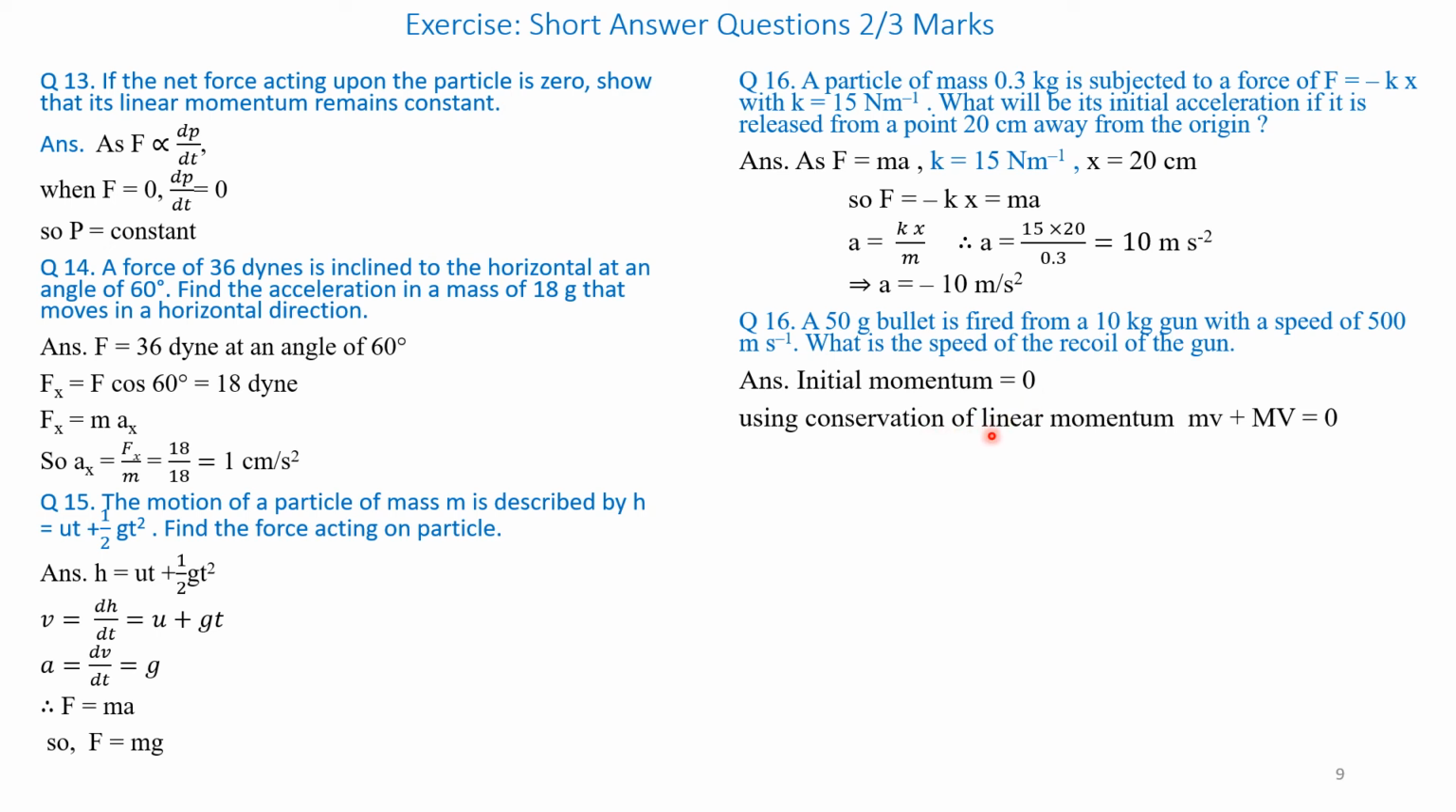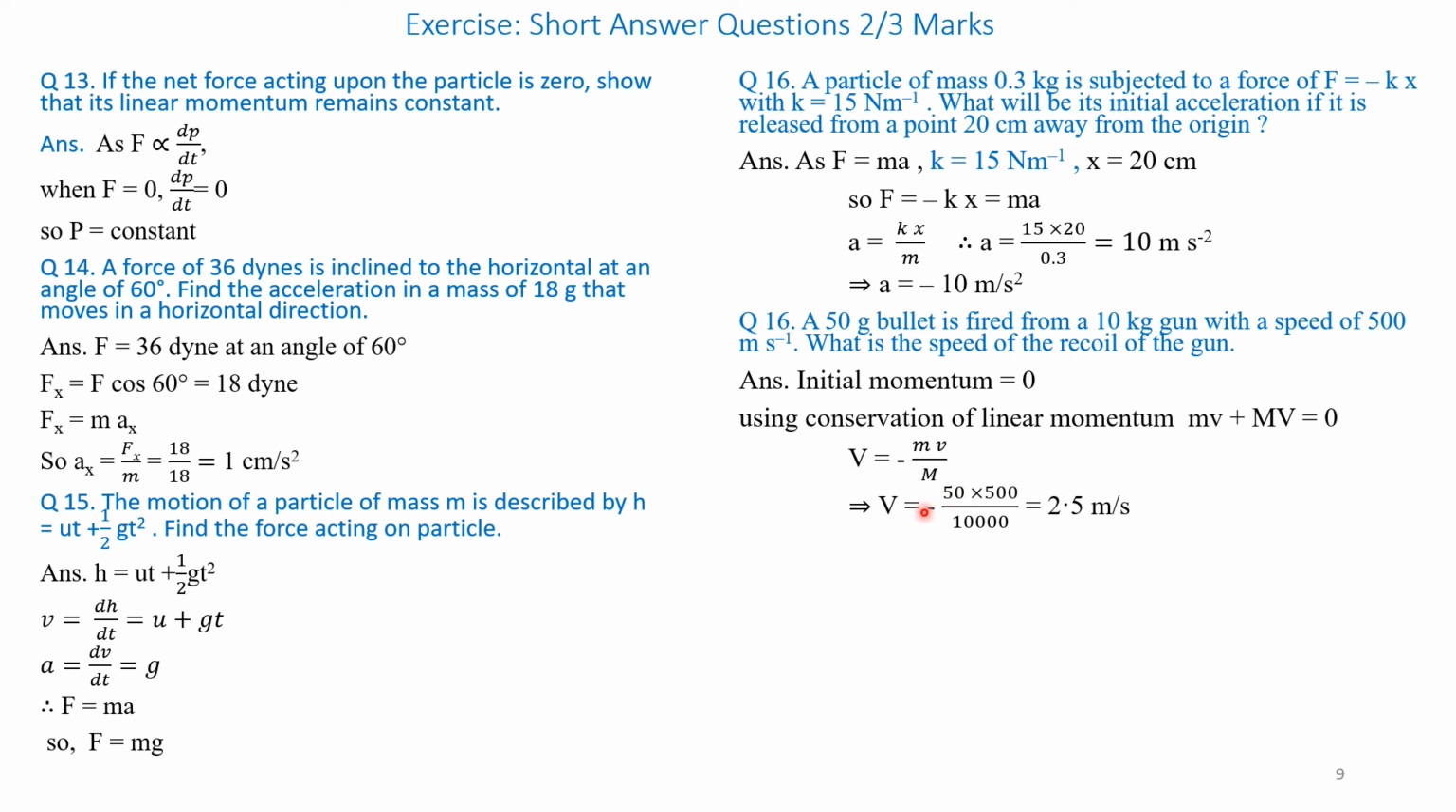Using conservation of linear momentum, we know that mv plus MV equals 0, where small m is the mass of the bullet and v is the velocity of the bullet, capital M is the mass of the gun, and V is its velocity. Therefore, V is equal to minus mv divided by M.